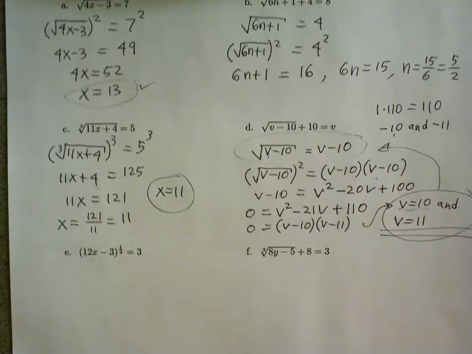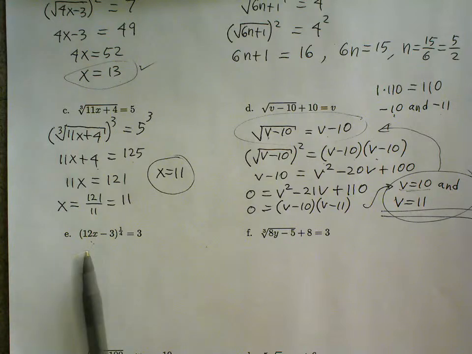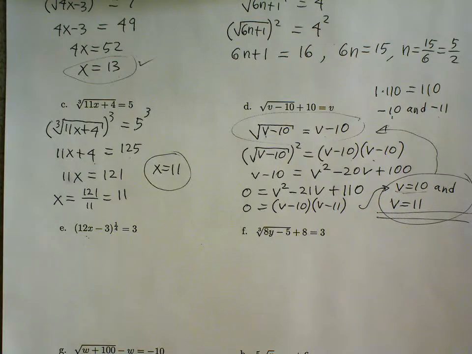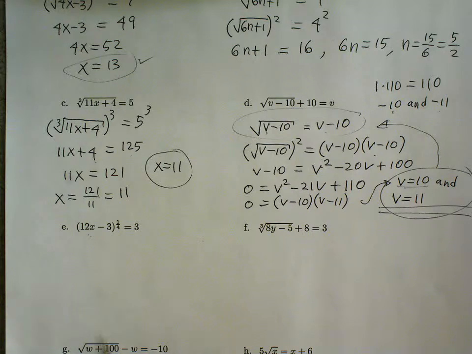Okay, the next problem, 12x minus 3 to the 1/4 equals 3. We want to solve for x. So what do we do first on this one?